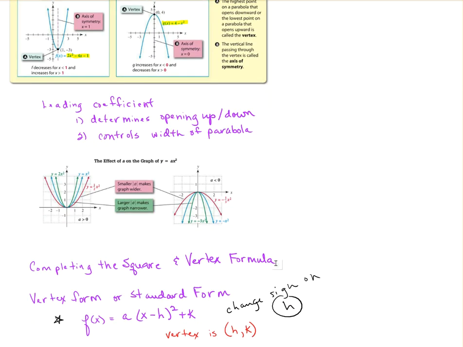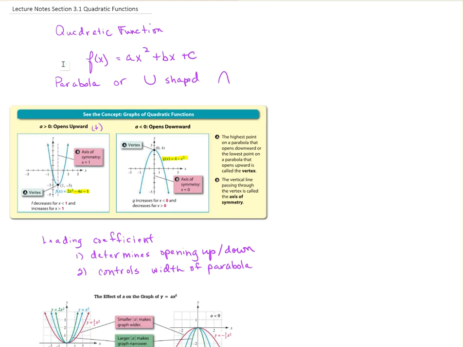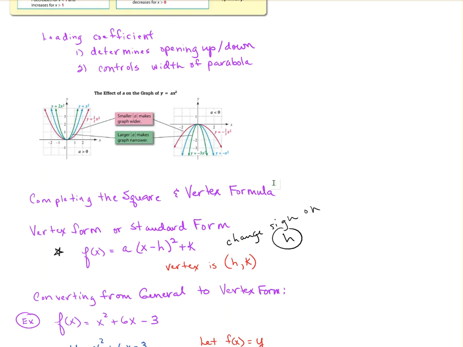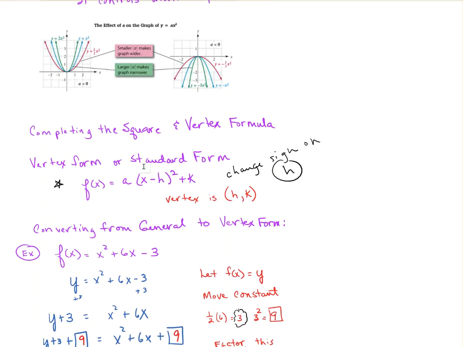All right, completing the square and the vertex formula. So this is the general form of a quadratic. We also have the vertex form or standard form. It's called both things. It looks like this. F of x equals a times parentheses x minus h squared plus k. And the vertex here is h comma k. You always change the sign on h because you're bringing it out of these parentheses.